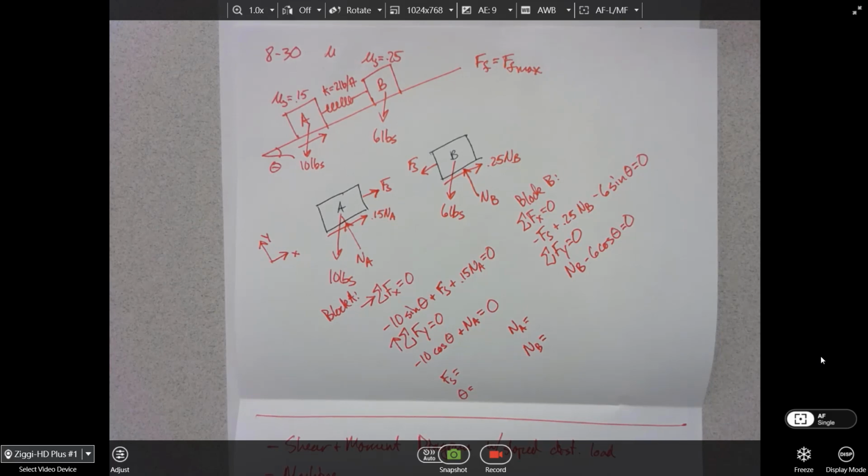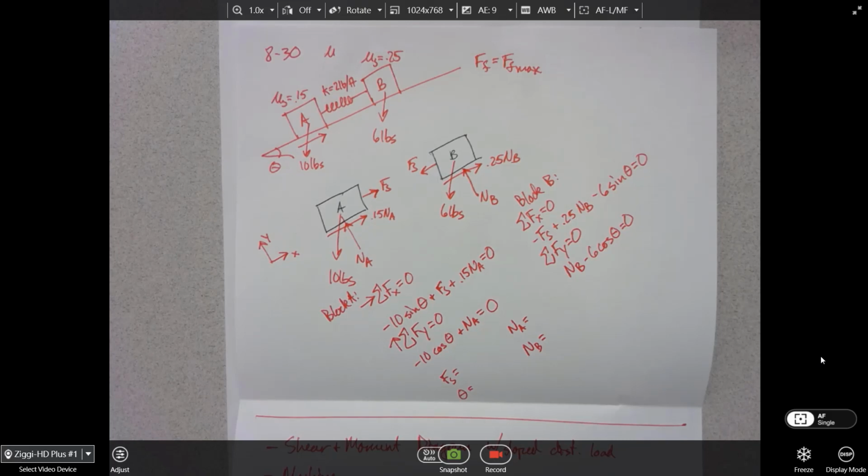Everybody good with this? Okay. So let's rotate our coordinate system, so that we can look at the problem like this. It's going to make it so that we have less trig in the problems. Right?